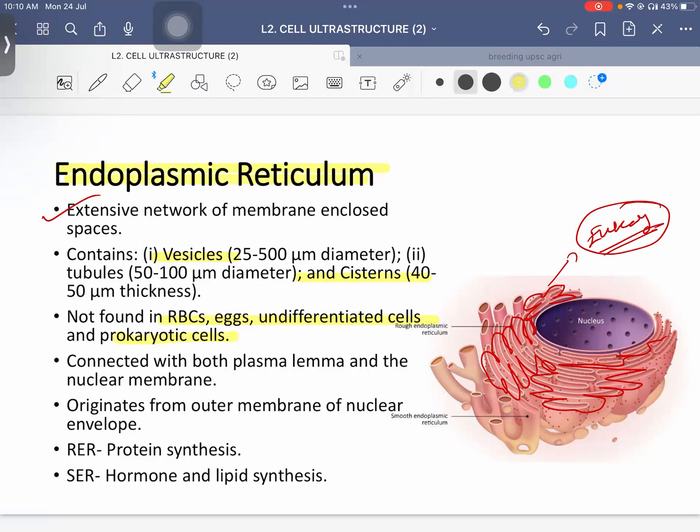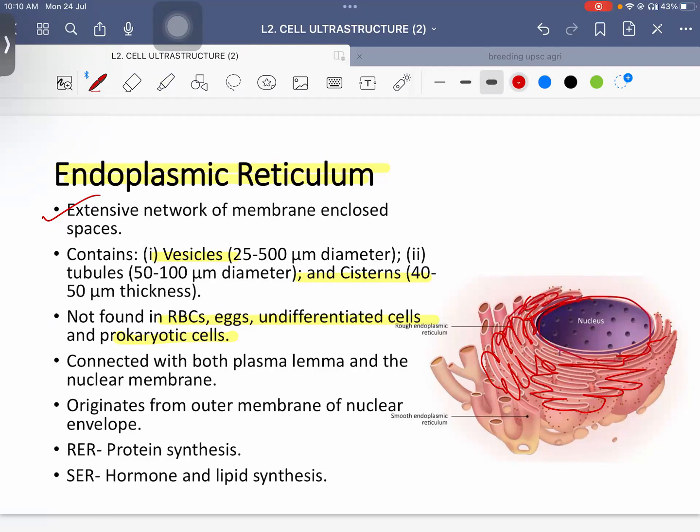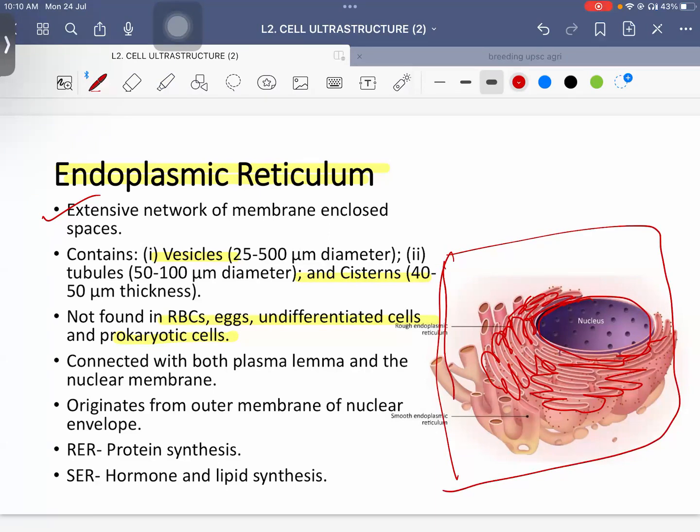Another important point is that it is connected with both the plasma lemma and the nuclear envelope. Here you have the nuclear envelope. It is connected in this manner with the nucleus, the nuclear membrane, and also the plasma lemma, which I told you is the outside, the first layer. It is connected with both because it has a network. It originates from the outer membrane of the nuclear envelope. That is about the origin of the endoplasmic reticulum.